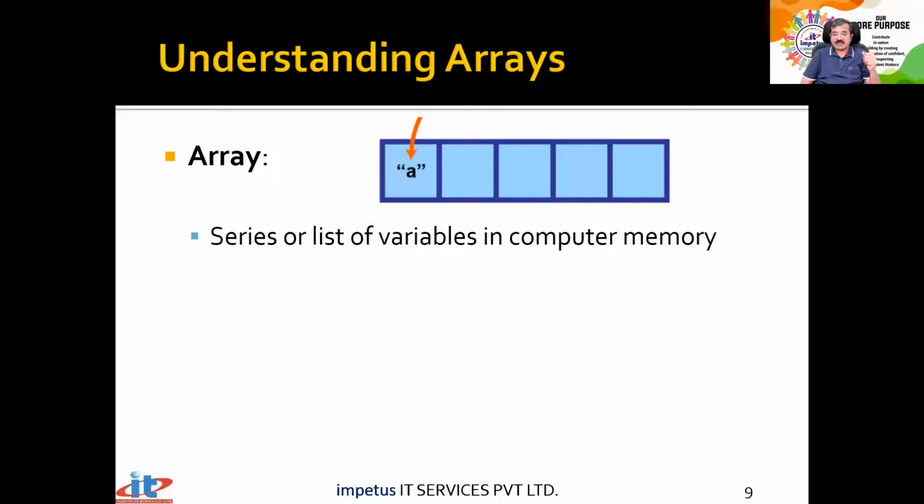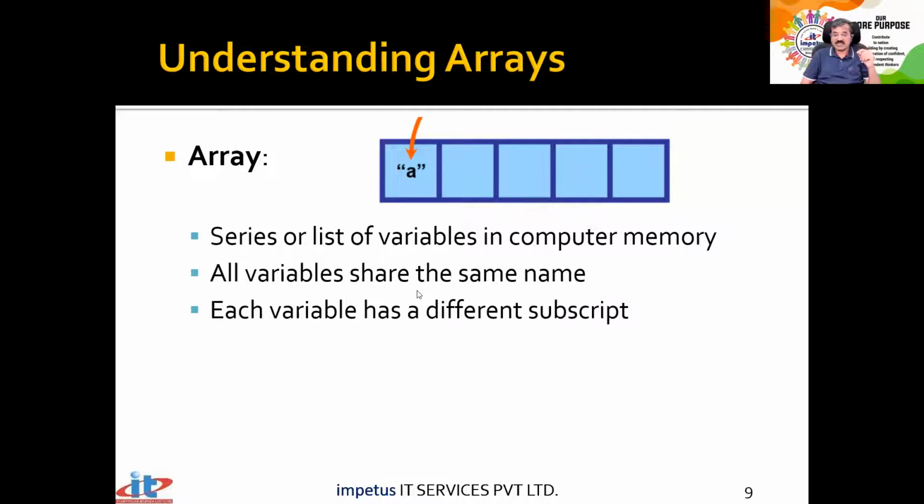So what is an array? It is a series of variables in the computer memory. So this is the first variable. All variables share the same name. That means the entire group of 5 variables will be referred to by a single name.